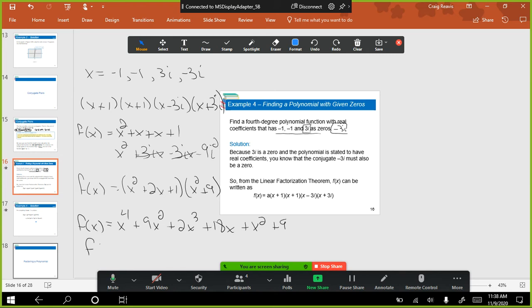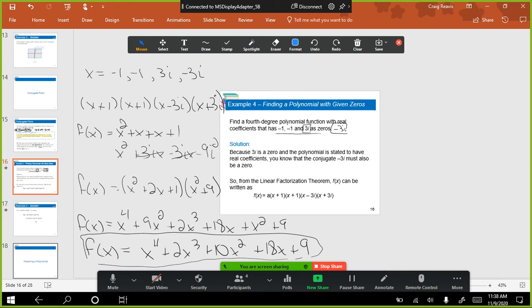Now I just need to simply combine all my like terms. And I have x to the fourth plus 2x cubed. 9x squared plus x squared would be 10x squared. That's the only x squared term, plus 18x plus 9. And there is the polynomial that has those 4 zeros.